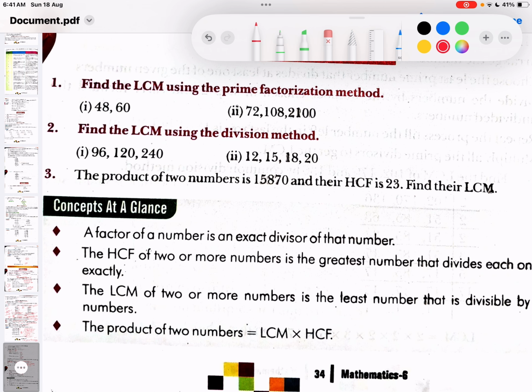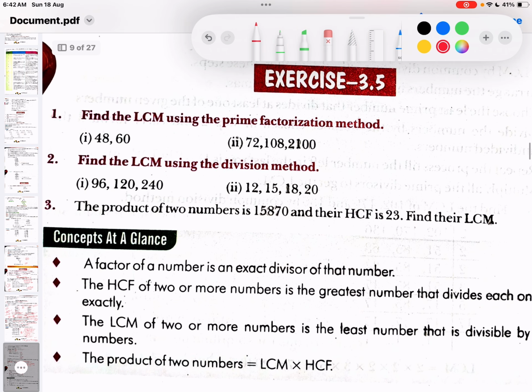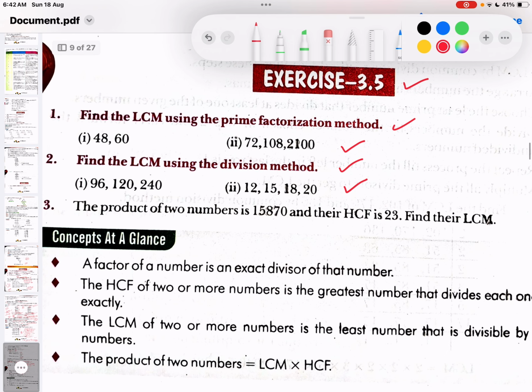Okay, now you have to attempt and solve exercise 3.5 in your notebook. First you will try to solve in your rough copy. If you are confident enough that in the first go you can solve correctly, then start from the fair copy. Okay, and if you are not confident, then first solve in the rough copy and then go with the fair copy. So you can solve this question, you can solve this question.